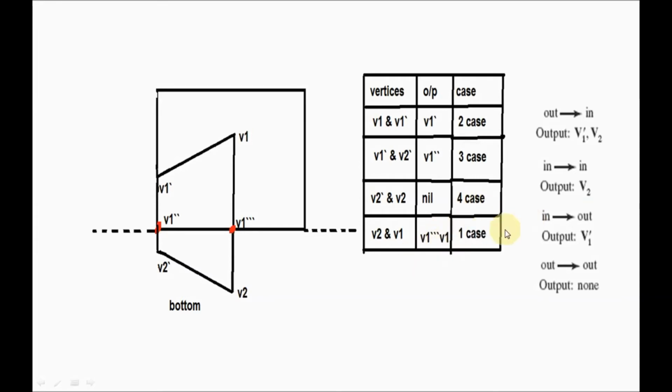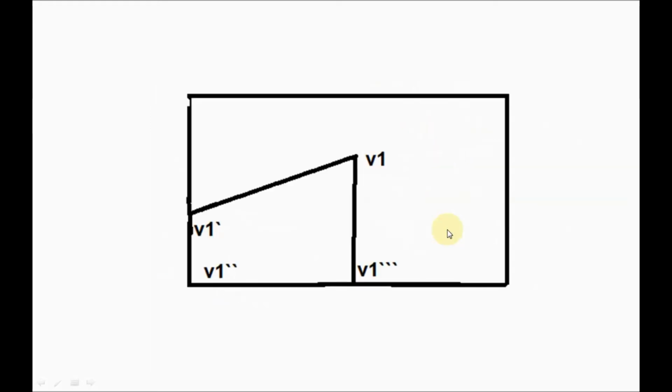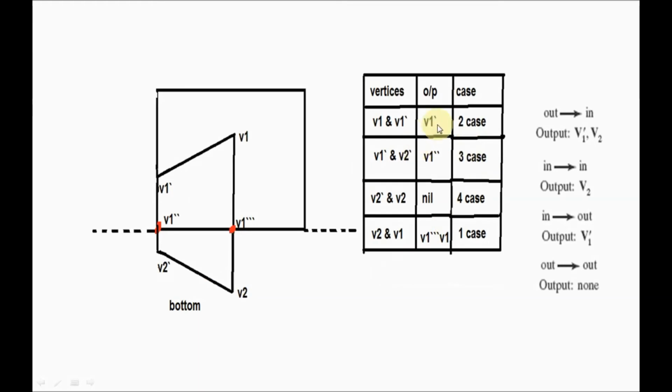So now what is the case I used? First case, you know that. Intersection point and second vertex: v1 triple dash and v1. Getting it, guys? So these are the output vertices I got after clipping the polygon in the bottom part. Now if you consider only these vertices, your polygon will look like this. I considered v1 dash, v1, v1 double dash, v1 triple dash.